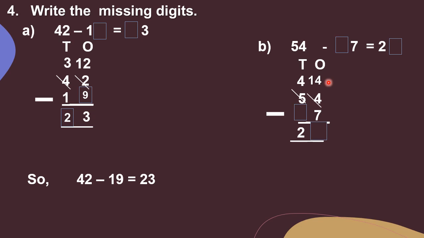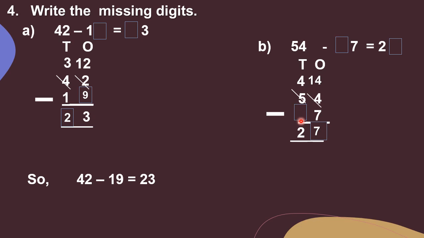So keep 14 in your mind and 7 on your fingers. So let's start backward counting. 13, 12, 11, 10, 9, 8, 7. So we will write 7 here at ones place column.